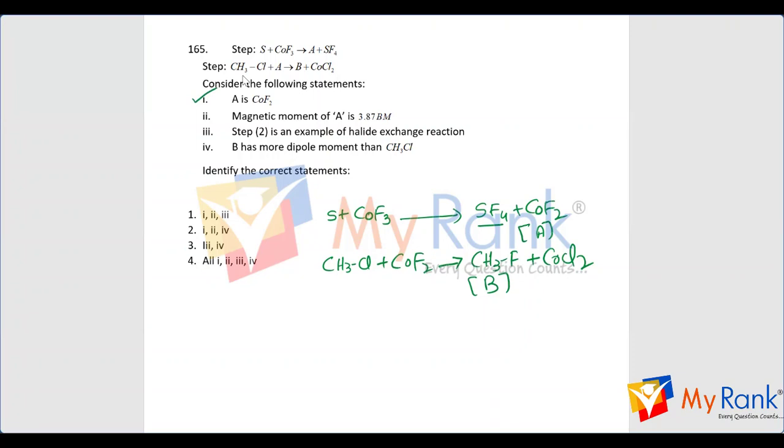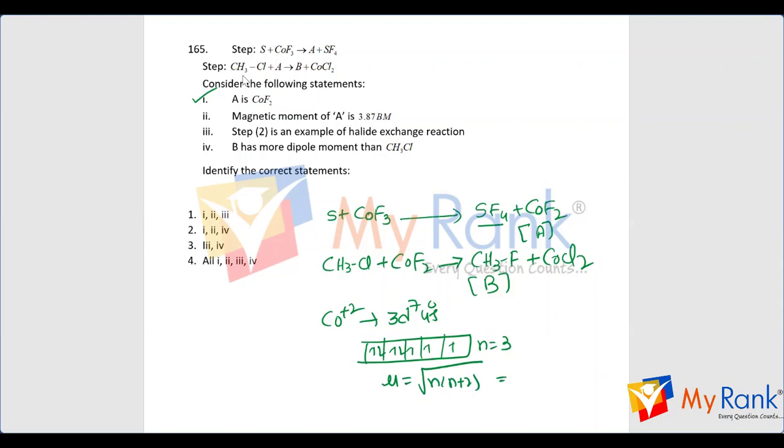The magnetic moment of A is, what is A? Cobalt plus 2. So 3d7, 4s0. 3d7 means 1, 2, 3, 4, 5, 6, 7, n is equal to 3. Mu is equal to root of n into n plus 2. So 15, root 15 is 3.87 BM, Bohr magnetons. Therefore the second one is also correct only.